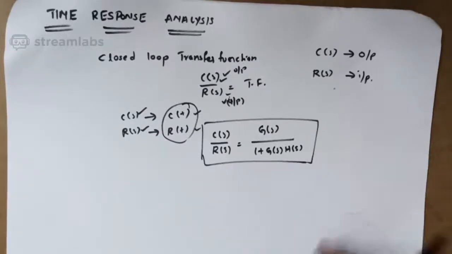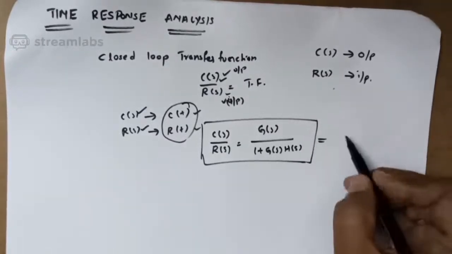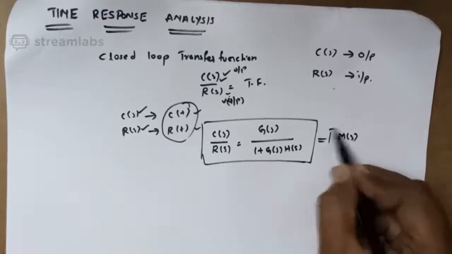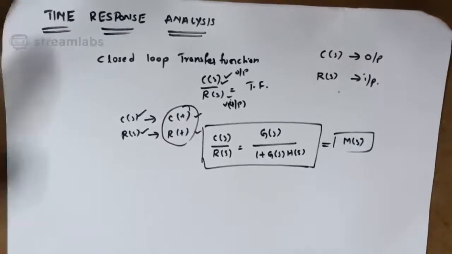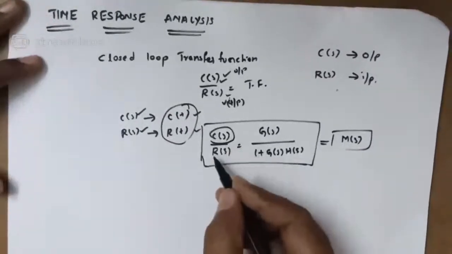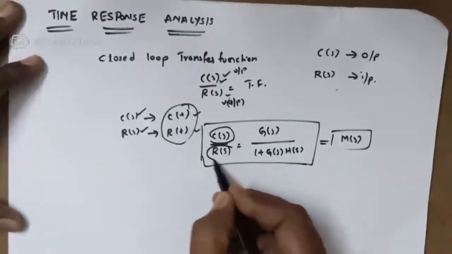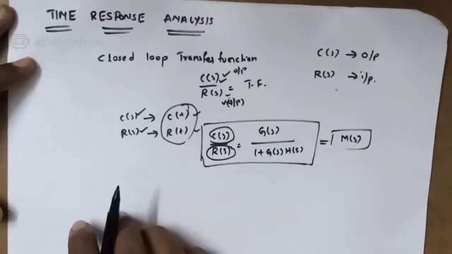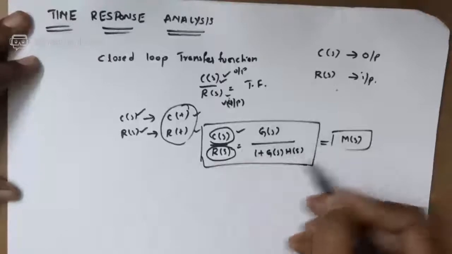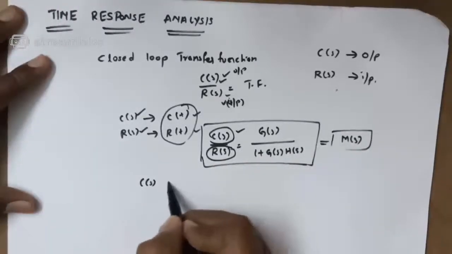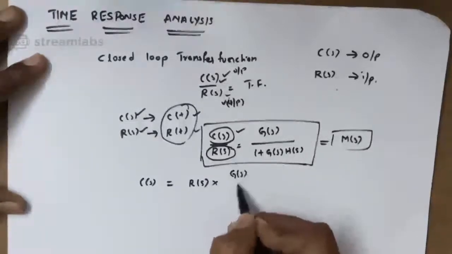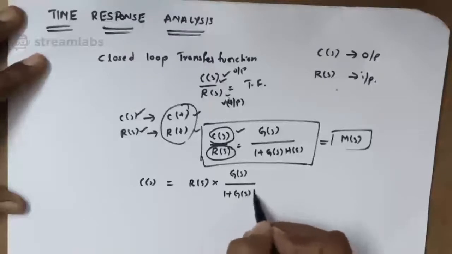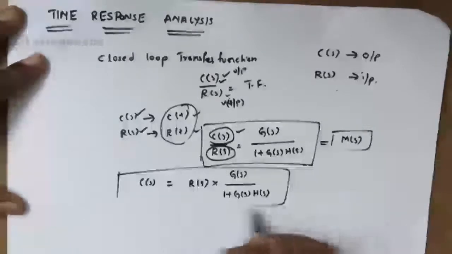So the output from this expression is C of s equals R of s into the expression we got. Here we can take the output C of s, and write the expression for C of s. Why? Because in time response analysis, response means output. Here the response is C of s. So C of s equals R of s into G of s by 1 plus G of s into H of s.